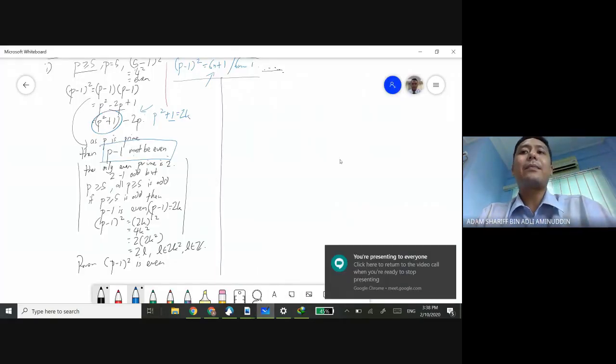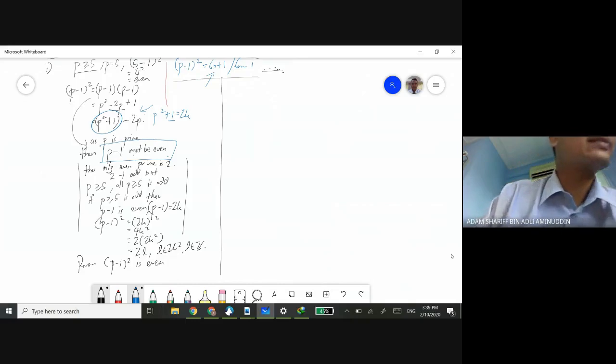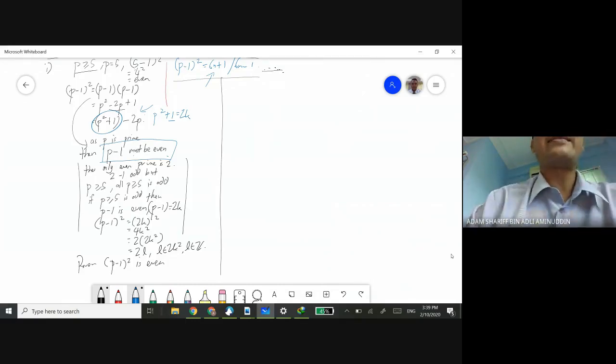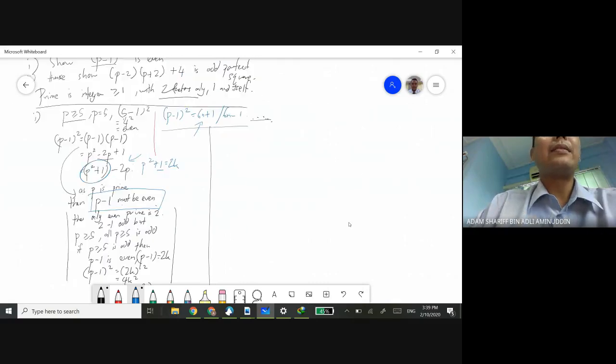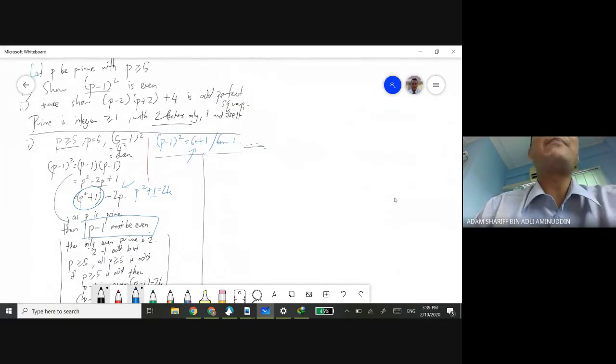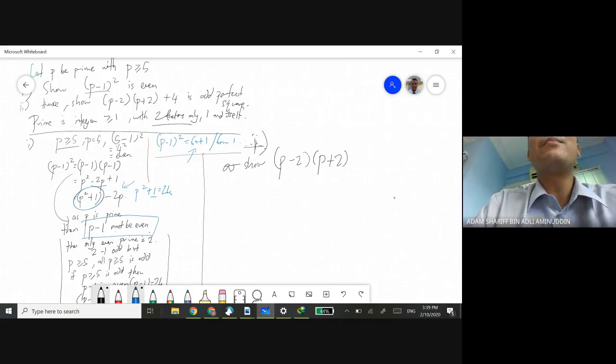Okay, not yet. Alright, I will finish with his questions. There is one more. Hence, show that p minus 2 times p plus 2, plus 4 is an odd perfect square. Wow, this is Dr. Syam's question. Alright. Show p minus 2 times p plus 2 plus 4 is an odd perfect square.